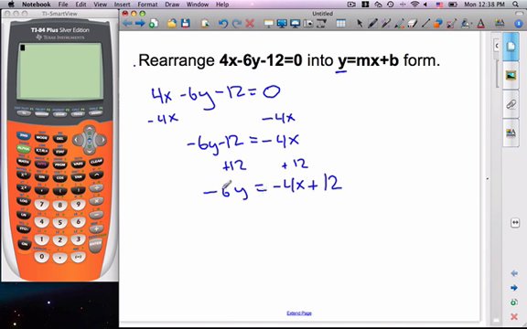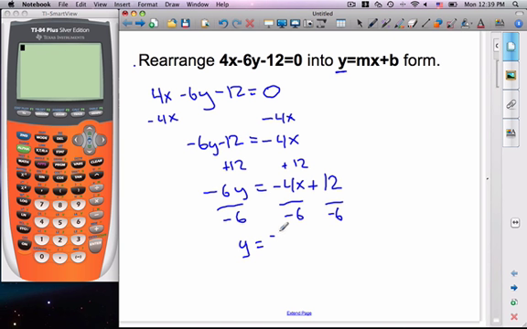Now we need to end up with a positive 1y over this side. Right now we have negative 6y. So how are we going to turn this into just y? Well, we're going to divide by negative 6. And we're going to have to divide everything by negative 6. Which will leave us with, on this side, y.